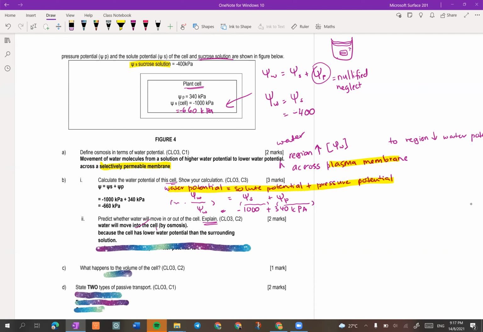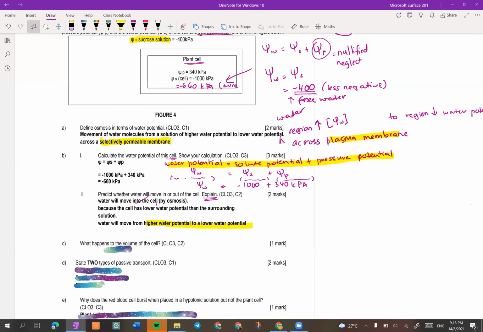Okay, so you boleh cakap dekat luar ni due to dia punya negative 400, dia adalah less negative compared to yang kat dalam ni dia more negative. So yang more negative maksudnya dia lebih rendah lah region dia kan. So you boleh cakap yang less negative ni have higher free water. So water tu akan move in, right? So dekat sini water will move from higher water potential to lower water potential. Okay, so dia just define balik lah apa tu osmosis.